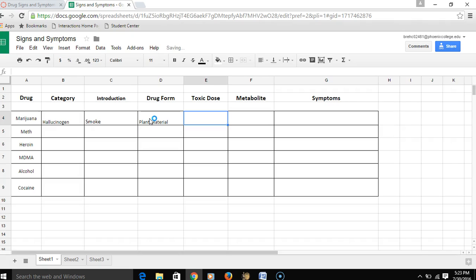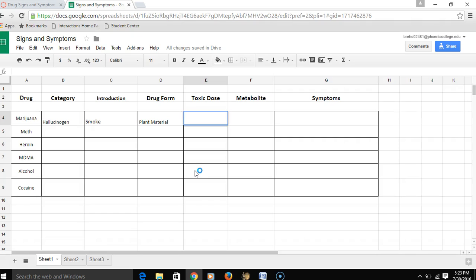All right, what about the box titled toxic dose? Toxic dose would be, how much of that drug would a person need to consume for it to be lethal, for them to die? Now, a toxic dose could be measured, if it was a liquid, for example, in milliliters or potentially in fluid ounces. For example, with alcohol, a toxic dose would be, for example, how many ounces?